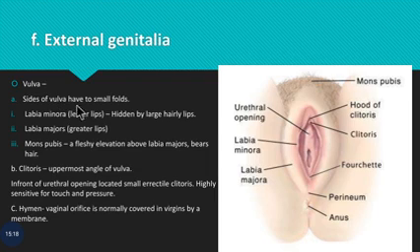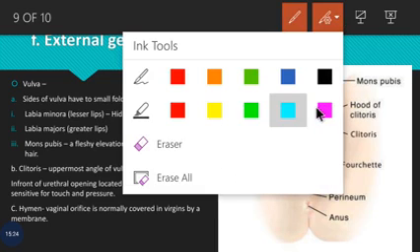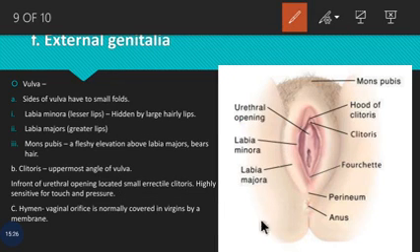The sides of the vulva have two folds, right? So what are these two folds? Let me show you by the green color. Okay, so there are the two folds. That means one is the labia minora and another one is the labia majora. The labia minora is also called the lesser lips, and the labia majora is also called the greater lips.